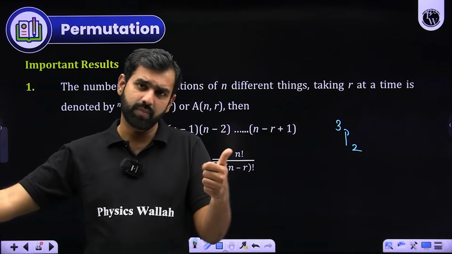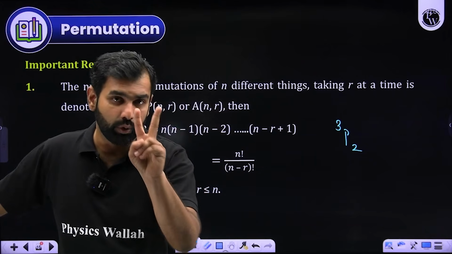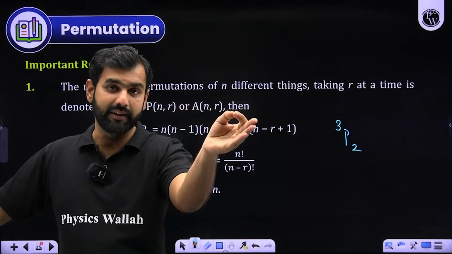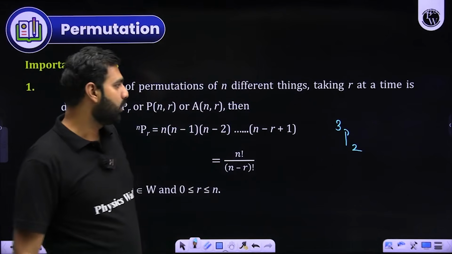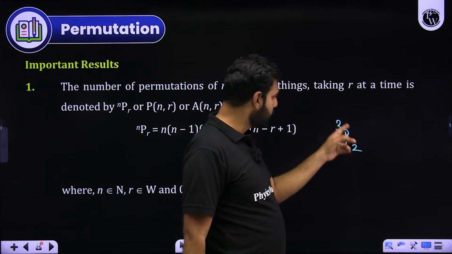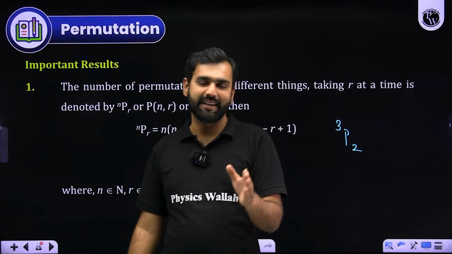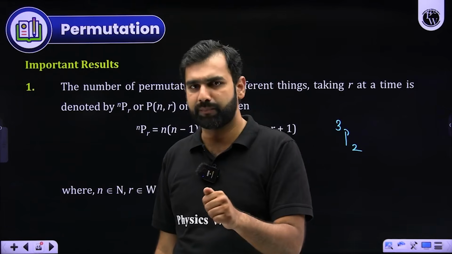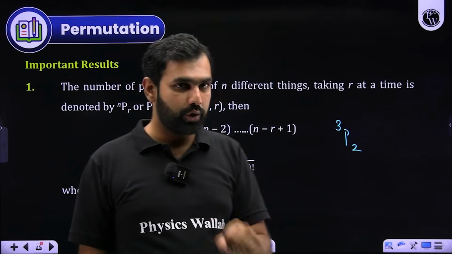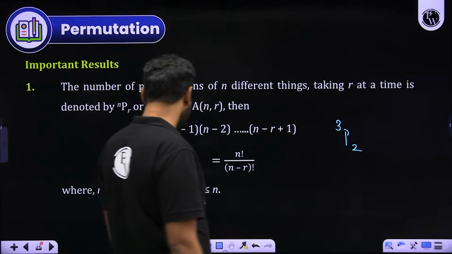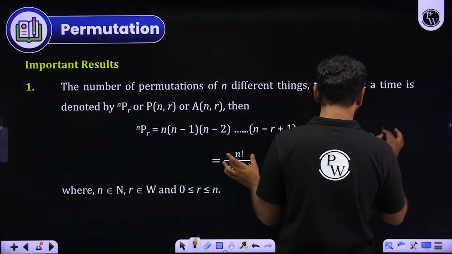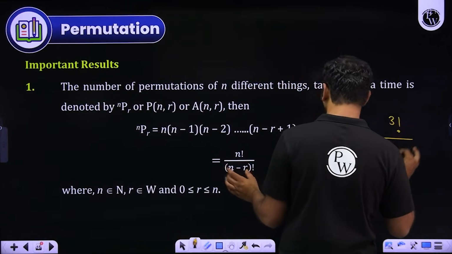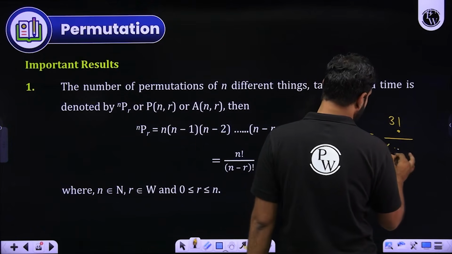3 choices, Yash, Pratik and Deepak, I had. But out of those, only 2 persons were supposed to be permuted, which means 2 persons were supposed to be arranged. In how many ways can I do it? So out of 3 people, 2 persons can be selected and arranged in 3P2 ways. That's a direct formula. How do you expand this formula? The formula is pretty simple here. 3P2 is written as 3 factorial upon 3 minus 2 factorial.